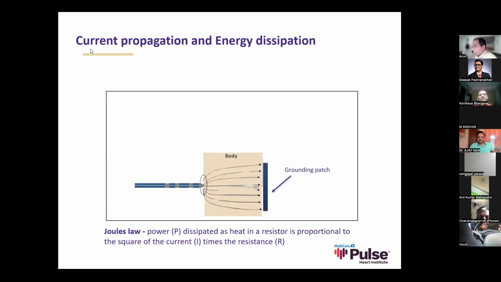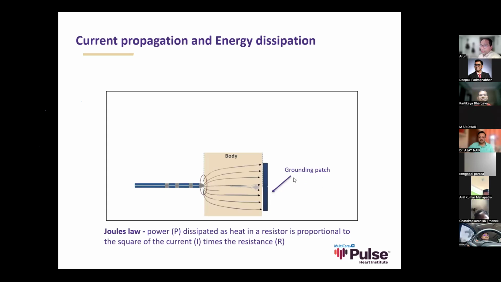So let's look at current propagation and energy dissipation. This is what Dr. Nayak was alluding to. When we deliver current at the catheter tip, we are trying to deliver energy into the tissue. That energy is nothing but wattage into time. So power multiplied by time is energy. That energy travels through the body, reaches the grounding patch, and goes away.